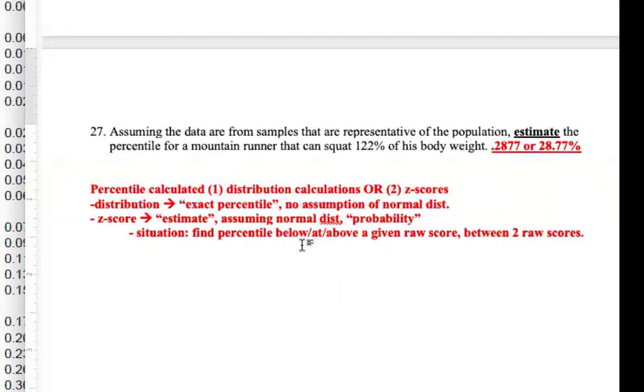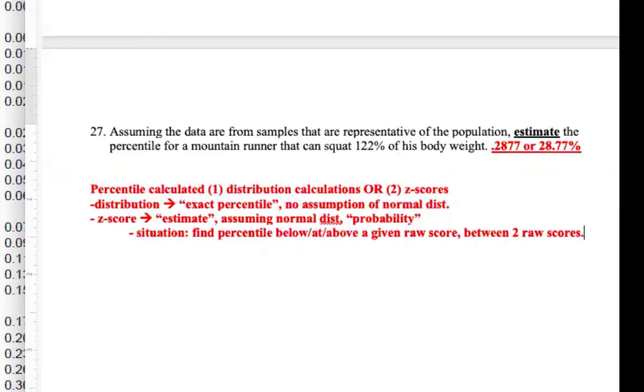So percentiles at, you can use both the distribution and the z-score, right? At being a little bit more specific to a distribution, but similar to this case where we say like, what's the percentile for someone who can squat 122%, we're saying what's the percentage or probability they can squat at that percentage, but we're estimating because that's the word I used, right?